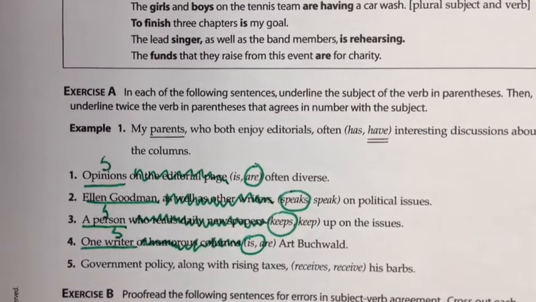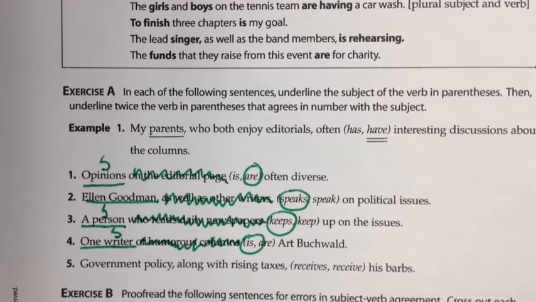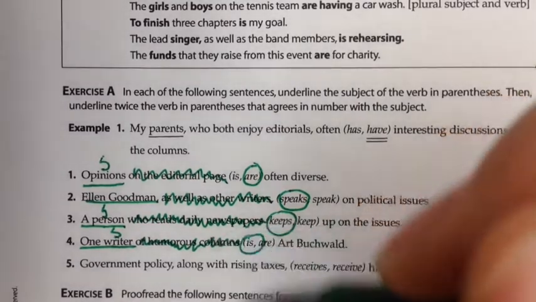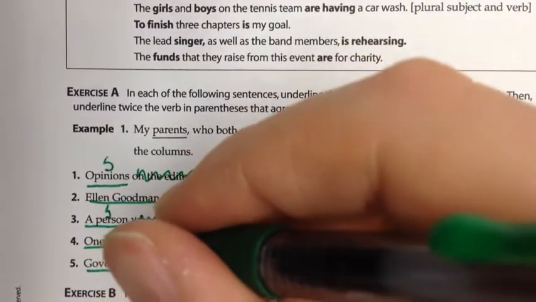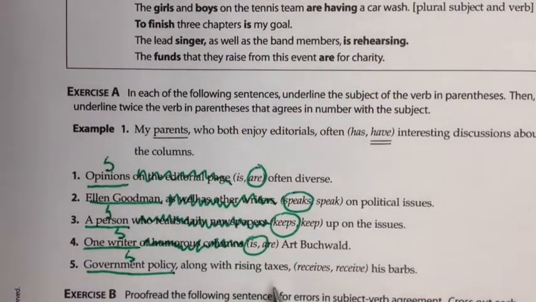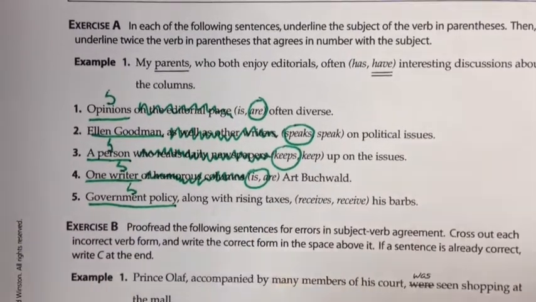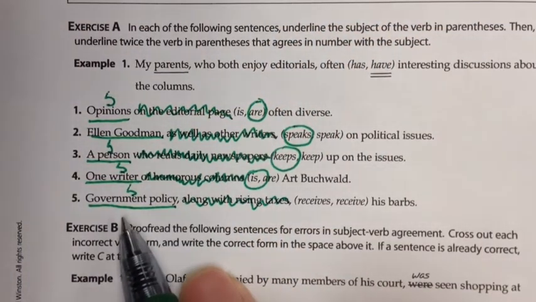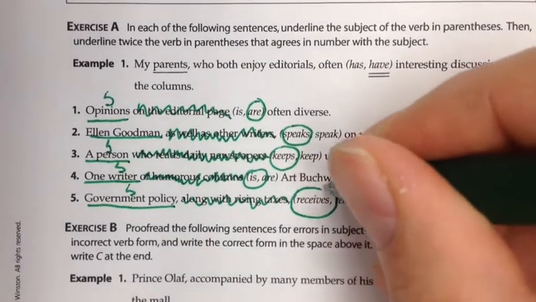And number 5. Government policy, that's singular. Government policy, that's our subject, along with rising taxes. And along with rising taxes is trying to make you think that we have a plural thing going on. But along with rising taxes, you have to ignore. So we have a singular subject here. So you need a verb that ends in S, so you're going to say receives.